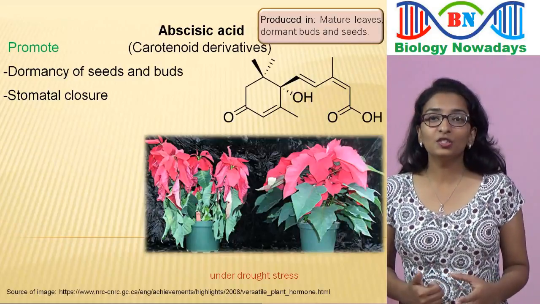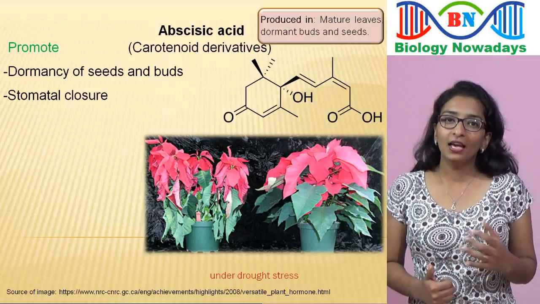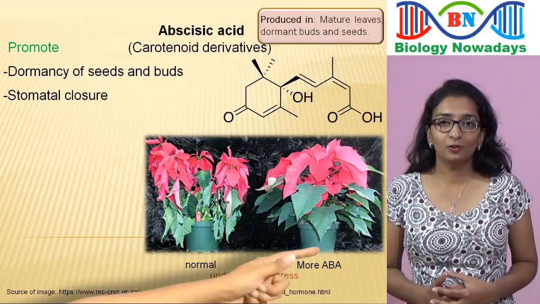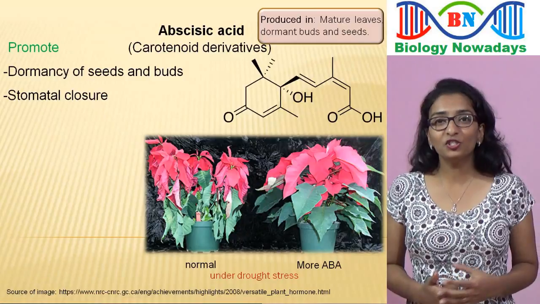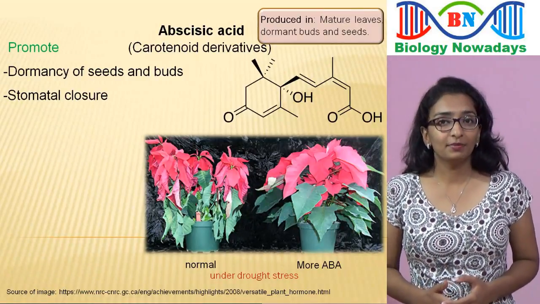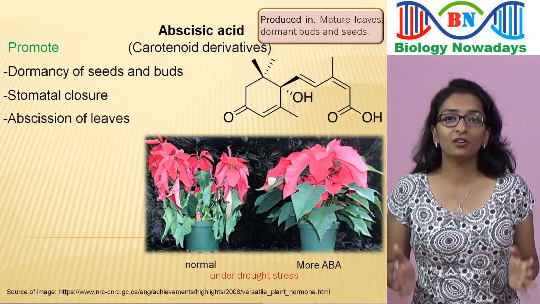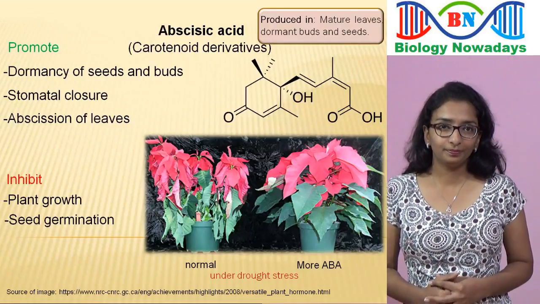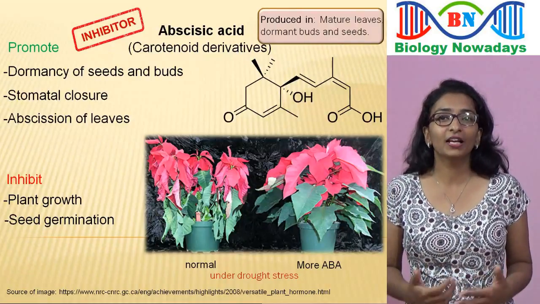In this picture, these two plants were under drought stress for the same period of time. Among these two plants, the plant treated with more abscisic acid analog shows better tolerance towards drought. As I mentioned earlier, together with ethylene, ABA promotes abscission of leaves. Abscisic acid is a general inhibitor of plant growth. It also inhibits seed germination. So overall, abscisic acid is an inhibitor of plant growth.